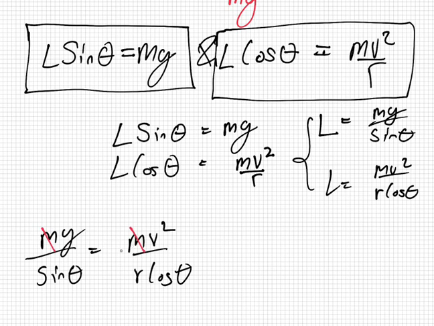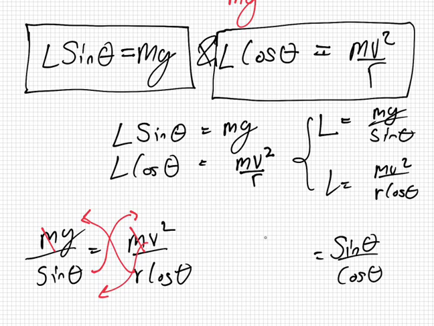Anything else? No. So what I'll do is I'll bring the sine up to the right and I'll bring the r cos up to the left. No. Sorry, let me think about that. I'll bring the sine up. Yeah, I'll bring the r up and then I'll bring the v down. So I'll end up with sine theta over cos theta equals g r over v squared.